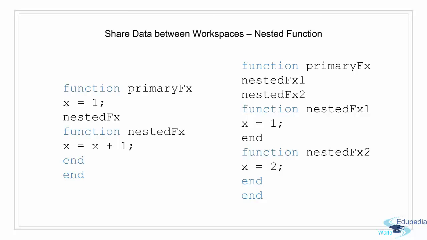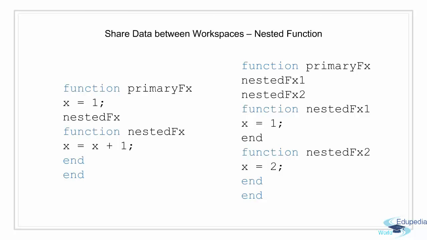So for a similar example, we will see the right version of primary fx. On the right hand side we have again the function primary fx. Inside it we have two nested functions, that is nested fx1 and nested fx2. In nested fx1 we have x equal to 1 and in nested fx2 we have x equal to 2. So these both have their own versions of x. These are nowhere linked to the primary fx and these cannot interact with each other. So this is one of the differences between the nested function as shown on the left and the nested function shown on the right.